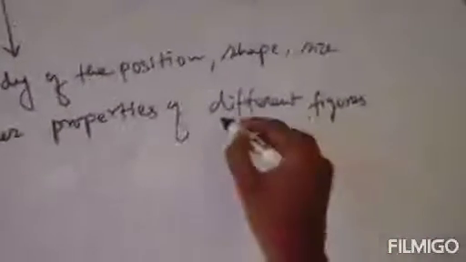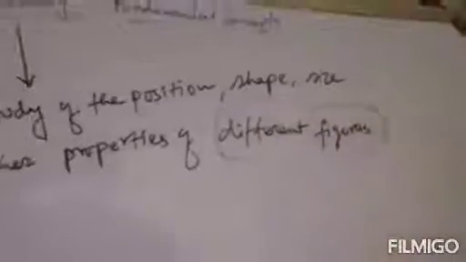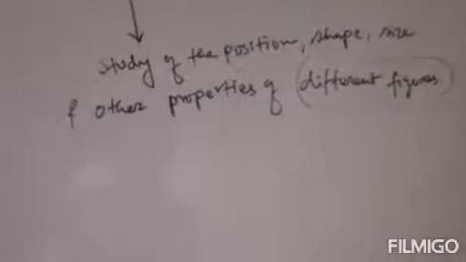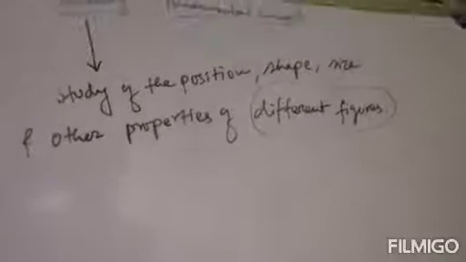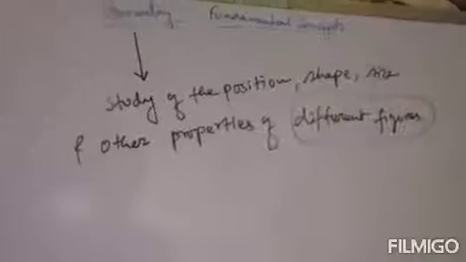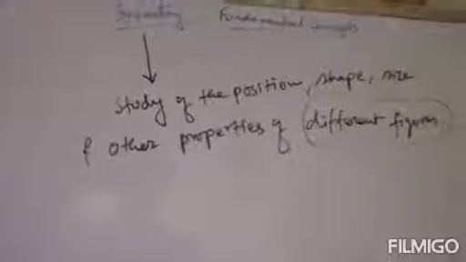Now different figures means the figures can be plane figures, the figures can be surface ones, the figure can be a line, the figure can be a ray. So all these come under these different figures. We will study their position, their shape, their size, and other properties. So this is all about geometry.